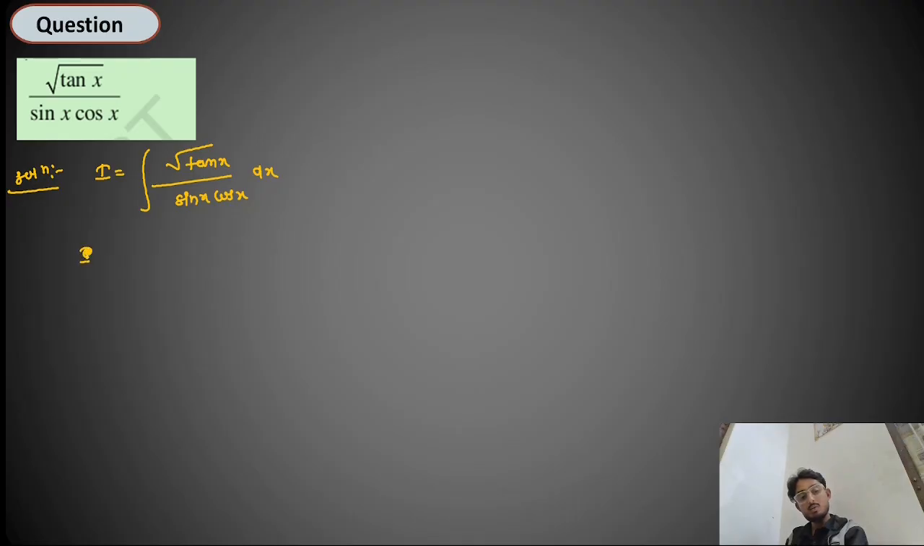So if you want to assume any t, the differentiation of that term must be present. If you assume tan x equal to t, the differentiation is not present. So first you have to make that kind of term. Here there is only cos x, so you will make cos square x. To make this term cos square x, we multiply by cos x and divide by cos x.